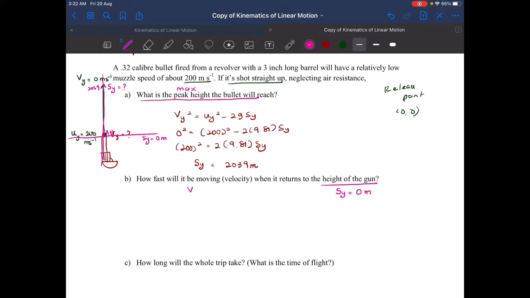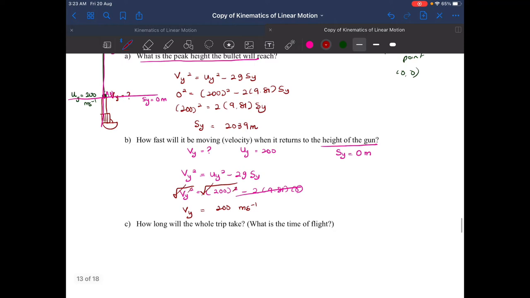So we want the VY, right? And UY is always the same. So I think we can use the same formula, which is VY square equals UY square minus 2GSY. But this value is zero, so this is not there. We want to remove the square, so we square root both sides. So we remove this, this, this. We get VY equals 200 ms negative 1.